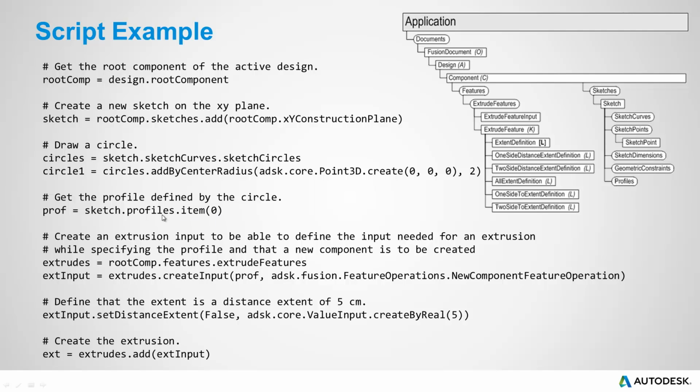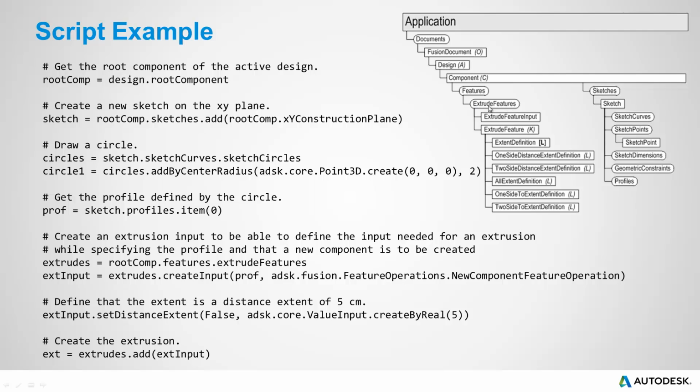If I had a more complex sketch and I needed to find a certain profile in that sketch, you could do that too. You could examine all the profiles and find the one that you need. But in this case, I can just get the one and only profile that's there. So now I have a reference to this profile. From the root component, I get the features collection, and from it, I get the extrude features collection. So now we have this object.